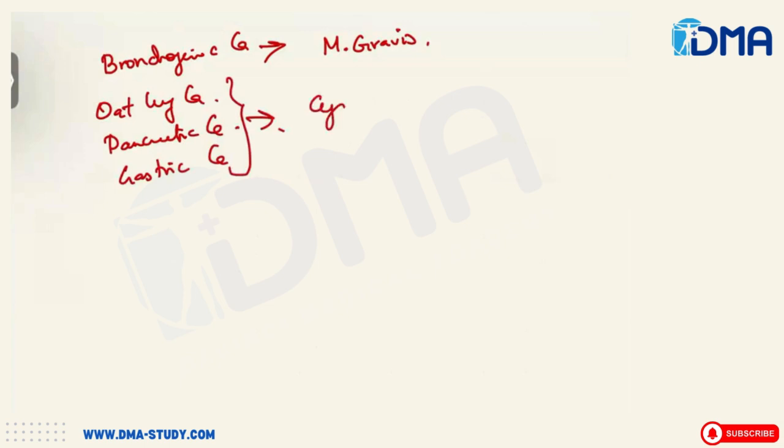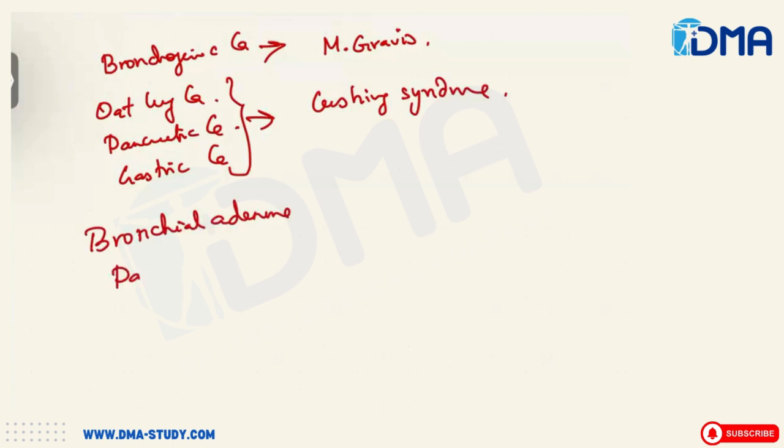In case of oat cell carcinoma of lung, pancreatic cancer, and gastric cancer, there will be release of steroids inside the body, thereby leading to Cushing's syndrome. Then bronchial adenoma, and pancreatic cancers or gastric cancer, what do they release? They release serotonin inside the body, thereby causing carcinoid syndrome.